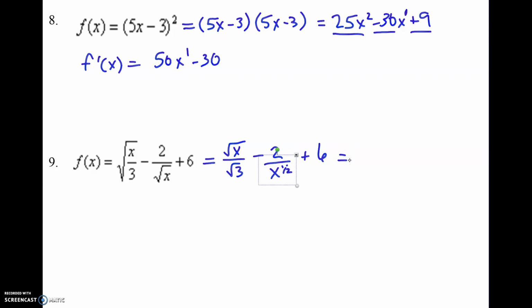Okay, next here, we've got root 3 in the denominator. That's fine. We'll leave it there. X is now to the power of a half. Subtract 2. We don't want the x down in the denominator, so that's x to the power of a negative a half. We know the negative reciprocates in the exponent, and just the 6. Okay, so now we can differentiate that.